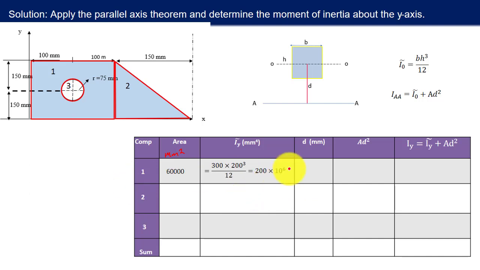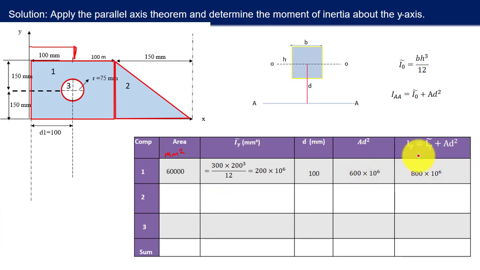Next is to calculate the d distance, in this case from the y axis. How far is the center of each shape from the y axis? The centroid of shape 1 is at distance d1. How much is d1? 100 mm. What about A d square? Just multiply the area by d square. This equals 600 times 10 to the power of 6.